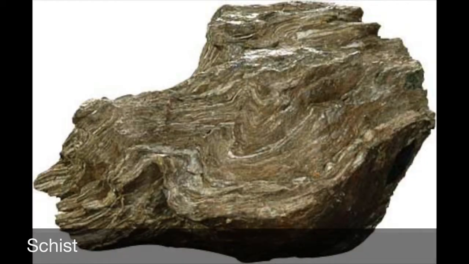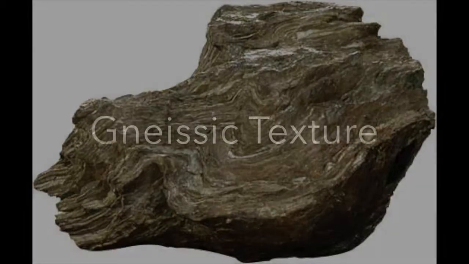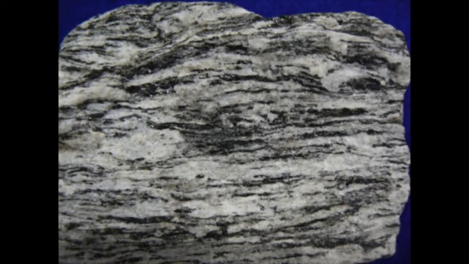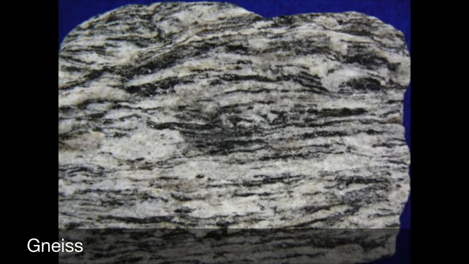Next is schistose texture. A schist is an example of this, which is created under intermediate to high temperatures and pressures. These crystals are larger with the grains aligned in parallel to subparallel layers. Next is gneiss texture. An example of this is gneiss, which is formed under very high temperatures and pressures. It has a coarse grain texture of alternating light and dark mineral bands.